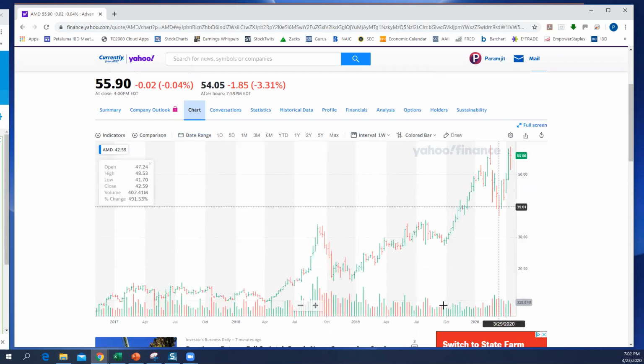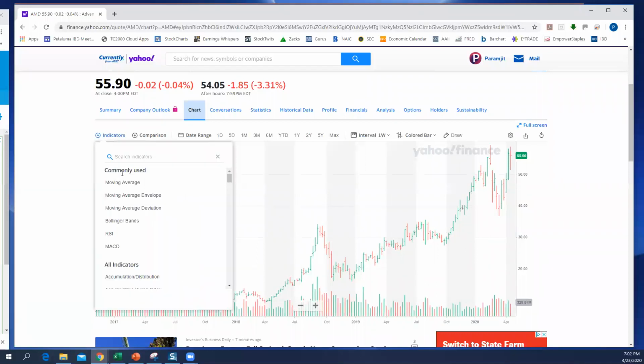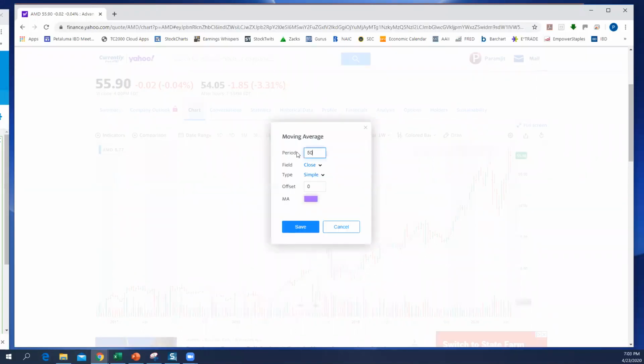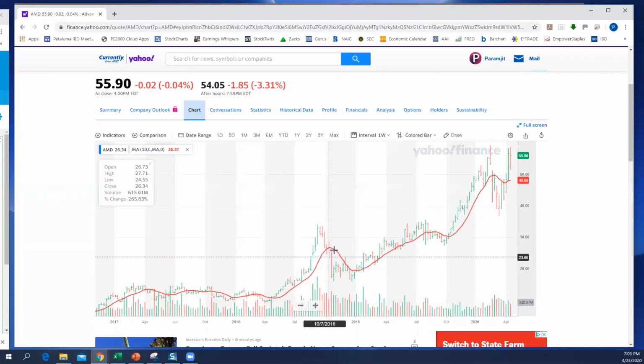You can actually add the week average line here. If you want to add the 10-week line, go to indicators. We want to select moving average. It's a weekly bar, so we want to set it to 10 weeks. We just want to close, and we want a simple. I can change the color to, they're usually red, so we'll make it red. Save. And now you can see it's got this nice moving average.